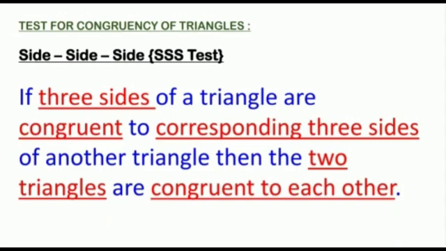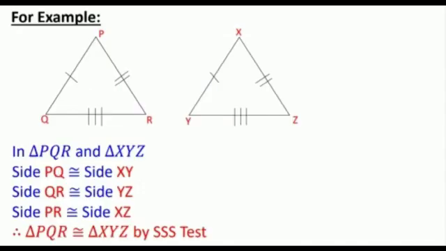Now if three sides of a triangle are congruent to corresponding three sides of another triangle, then the two triangles are congruent to each other. That means the three sides of the triangle should be congruent to the three sides of the other triangle. Then only we can say that the two triangles are congruent by SSS test. Let's go for an example for SSS test.